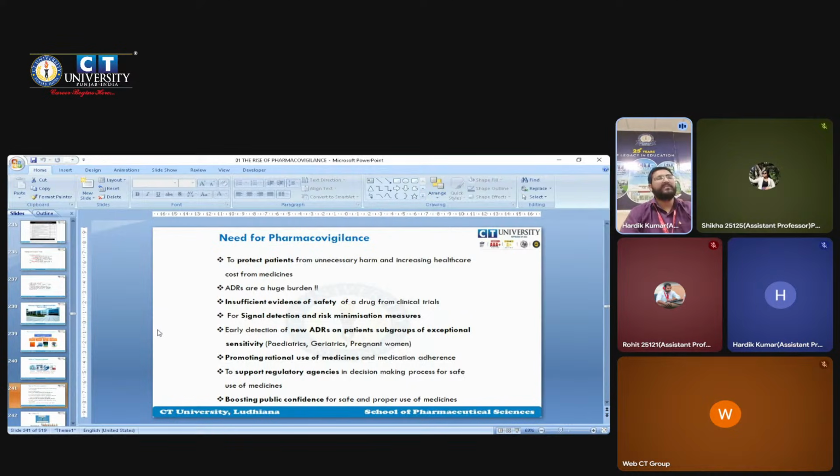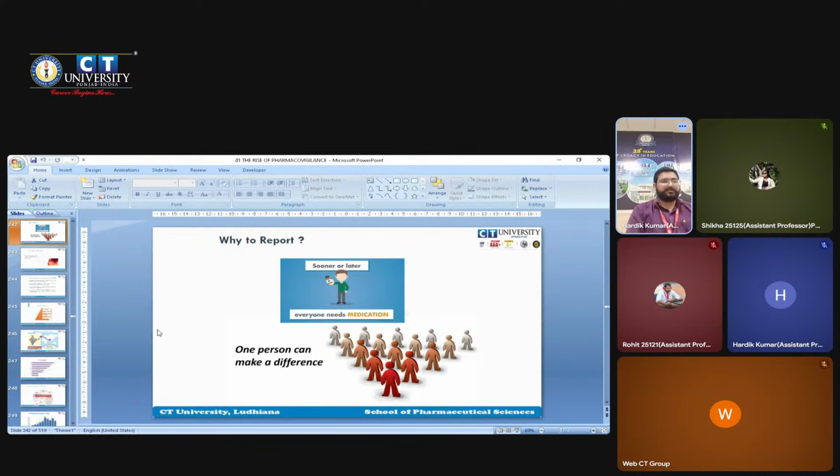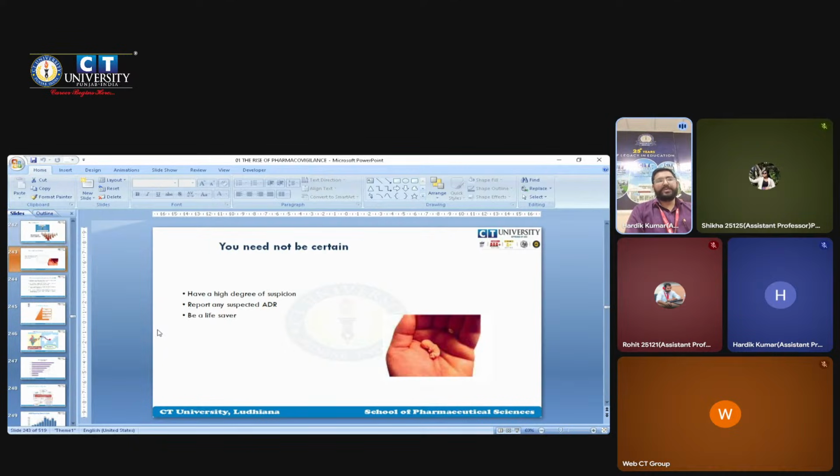There is insufficient evidence of the safety of a drug from clinical trials, so pharmacovigilance helps in signal detection and risk administration measures, early detection of new ADRs in patient subgroups of exceptional severity, promoting rational use of medicine, supporting regulatory agencies, and boosting public confidence. Why to report? Sooner or later, everyone needs medication. One person can make a difference. You need not be certain. Have a high degree of suspicion, report any suspected ADR, be a lifesaver.